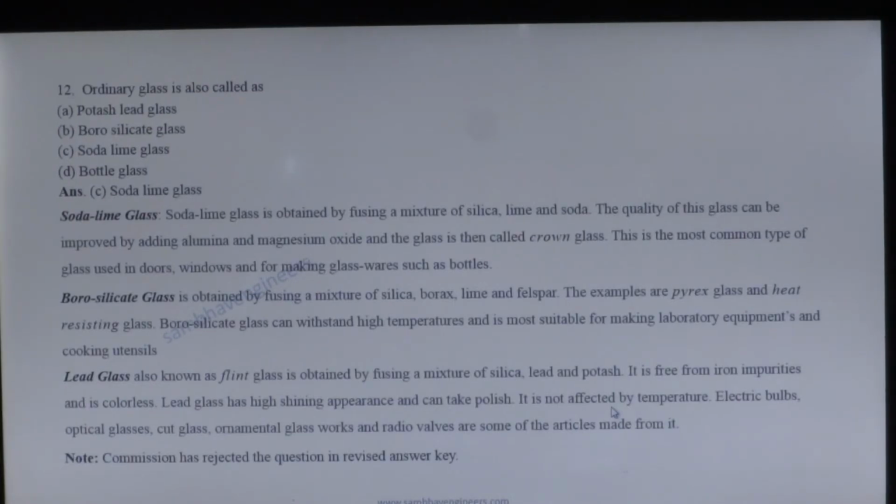Next question. Ordinary glass is also called as soda lime glass. Soda lime glass is obtained by fusing a mixture of silica, lime and soda. This is the most common type of glass used in doors, windows and for making glassware such as bottles. So it can be assumed as ordinary glass, but the commission has rejected the question in the revised answer key.